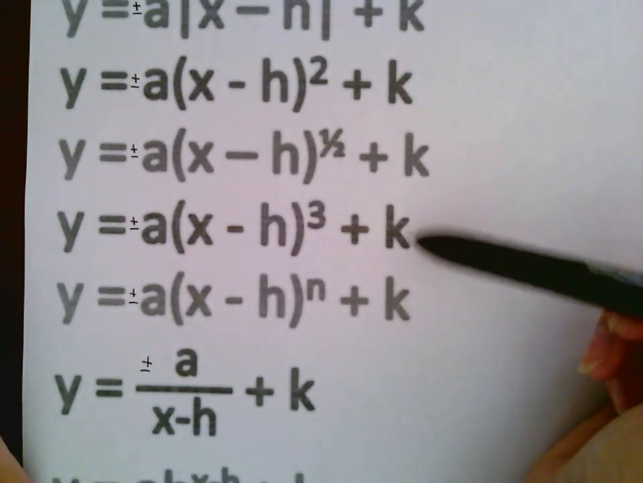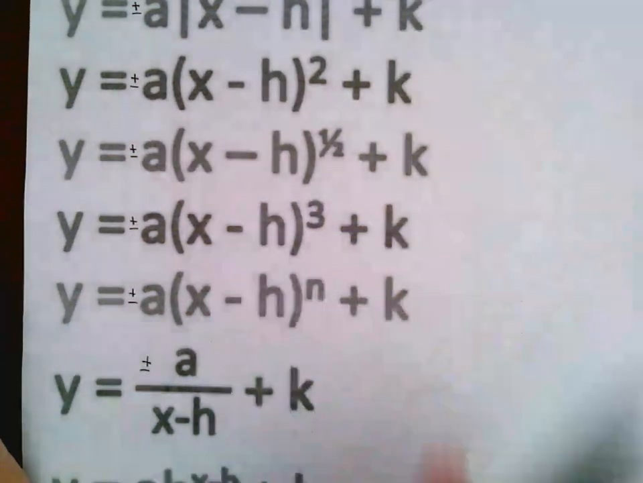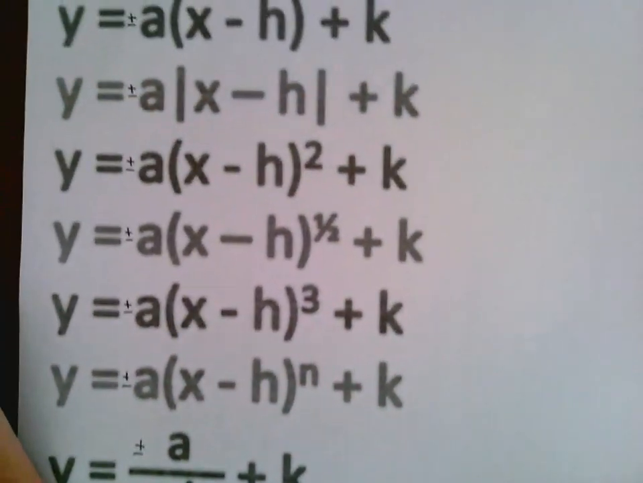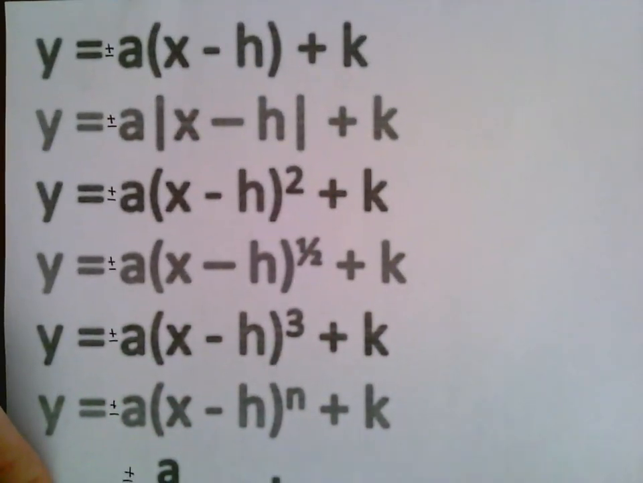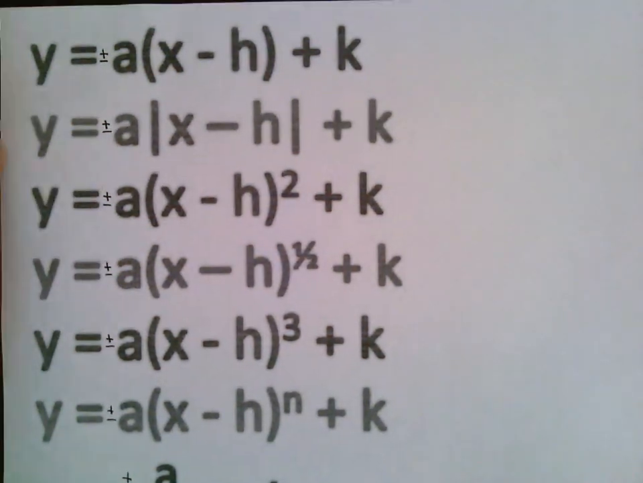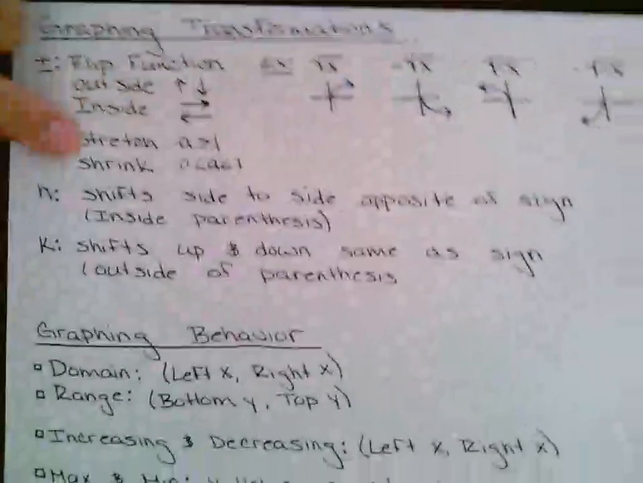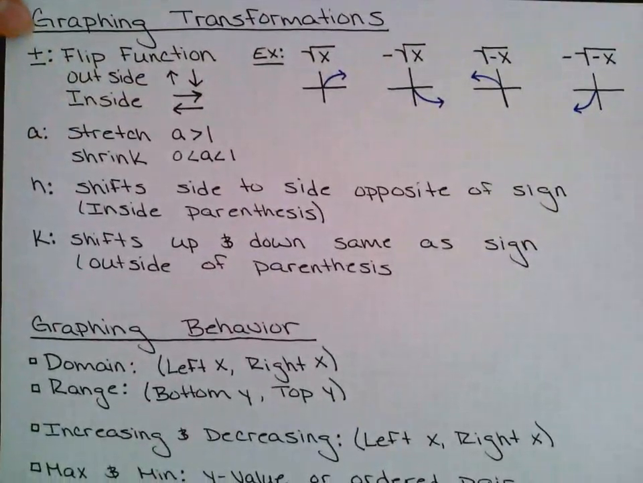And now K, notice, is always on the outside of the parentheses or outside of the grouping. That's going to move the image or the function up and down, same as the sign. So let's take a moment and look at what those notes look like. You can pause the video and write this down.